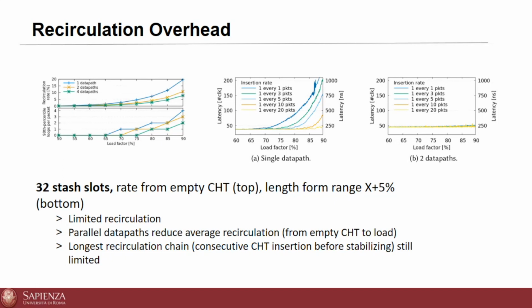We also evaluated the latency introduced by our system. This was done on the real FPGA prototype. As you can see in the image on the left, as the load factor of the CoCoH table increases, the latency introduced by our system increases. This is not true when using multiple data paths. As you can see in the image on the right, just using 2 data paths, the latency is not affected by the increasing load factor of the CoCoH table.